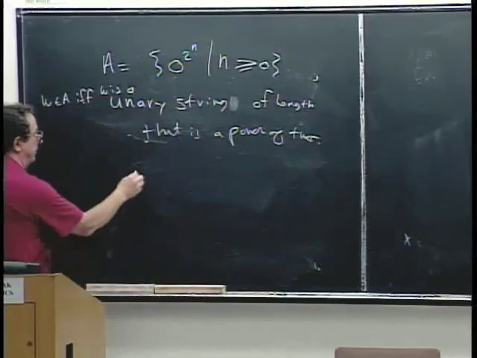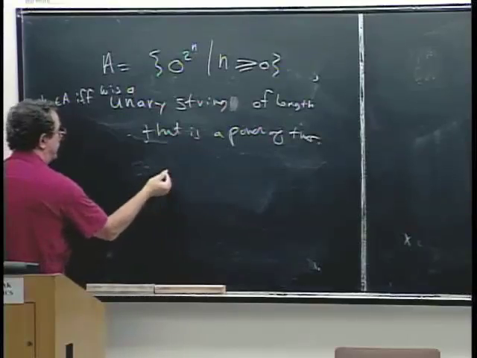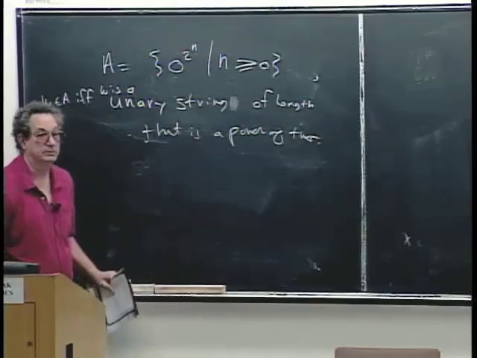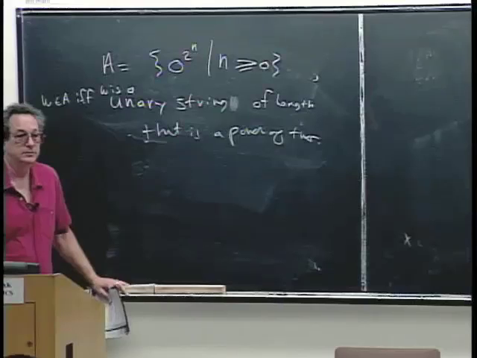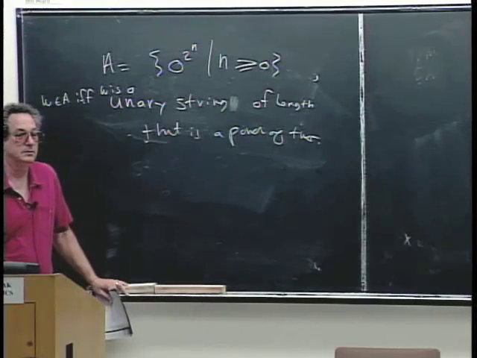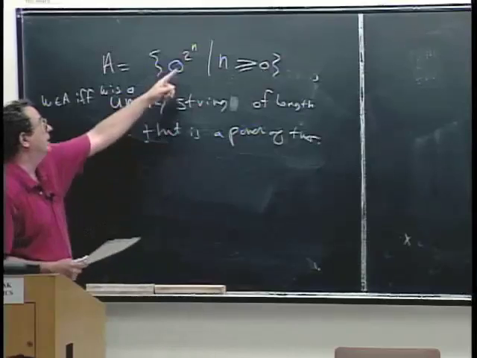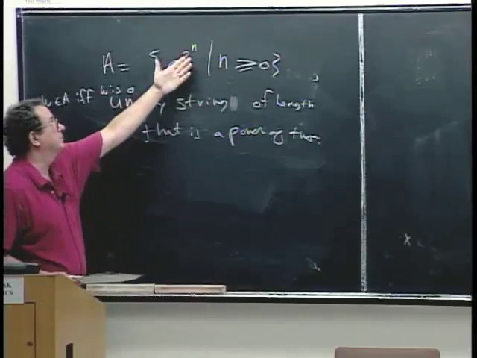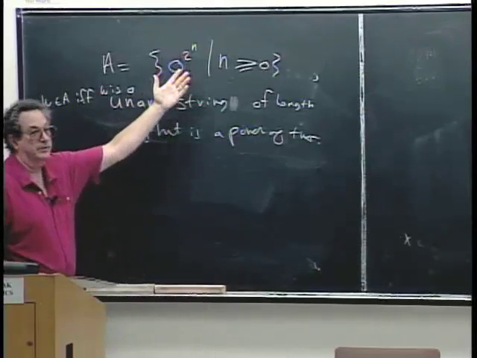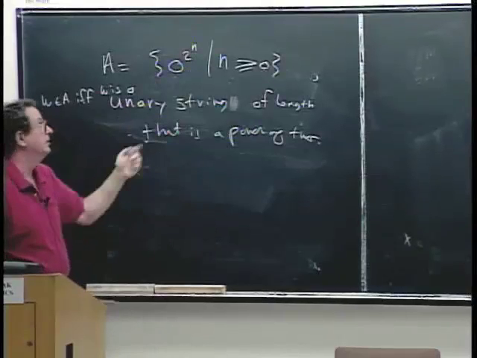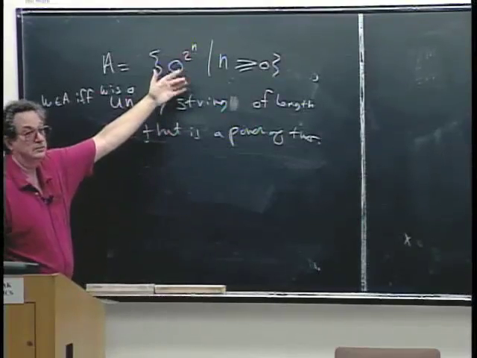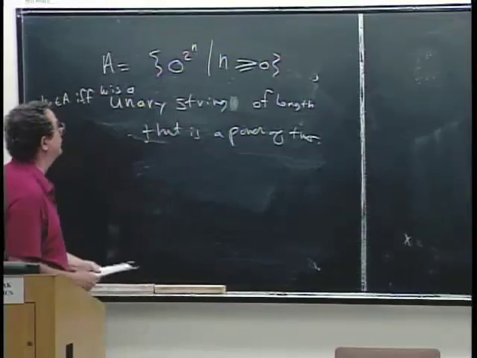So, for example, what about the empty string? Is that in this language? No. Good. I don't think the empty string is in here because the only possibility would be when n is equal to 0. But 2 to the 0 is equal to 1, right? So that would be a single 0. So it doesn't look like the empty string is in there.